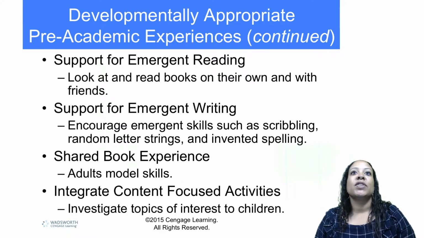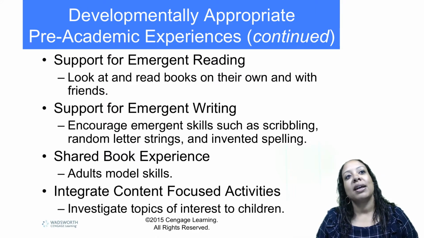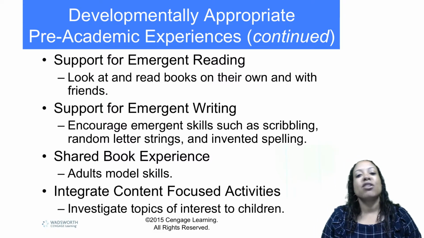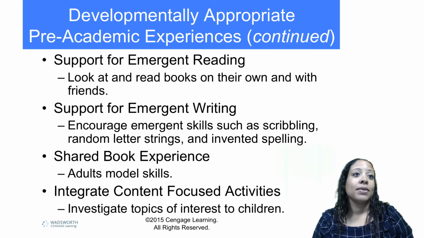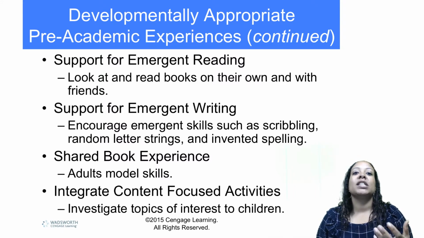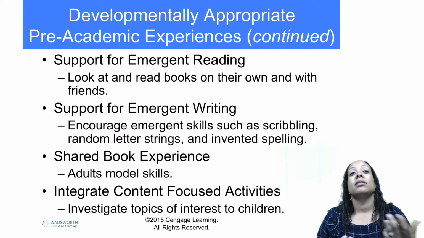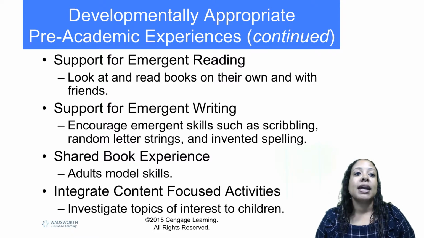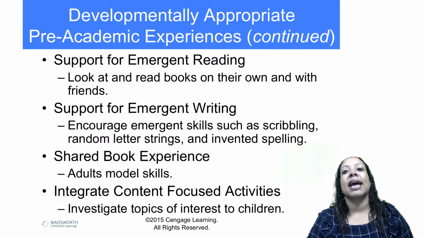What are some supports for emergent reading? Look at and read the books on their own and with their friends. What about support for emergent writing? This is encouraging emergent skills such as scribbling, random letters, strings, and invented spelling. This is all the normal part of emergent writing process. Shared book experiences where adults model the skills of reading and literacy, and then integrate content-focused activities.